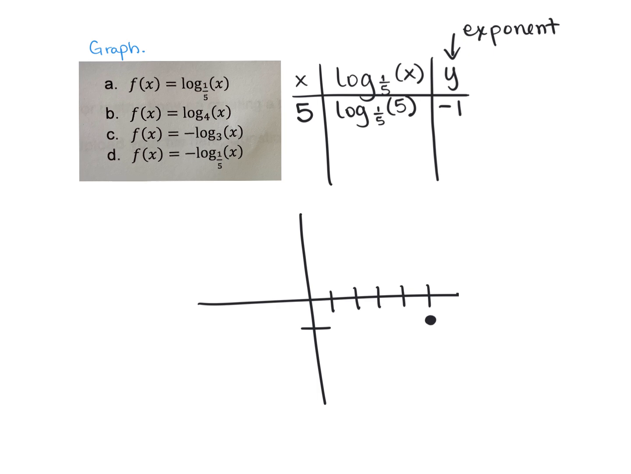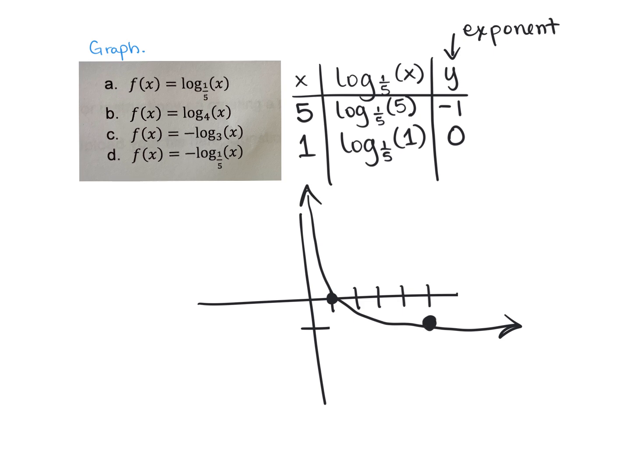Now, we like to think of these in terms of smaller numbers are better, but that doesn't always work with this. So if I put a 1 in there, then I have log base 1/5 of 1. So if I take 1/5 and I raise it to the 0 power, that will make 1. So I have 1, 0 as another ordered pair. So once I have these 2 ordered pair points, I can see that this graph is going to look like this.